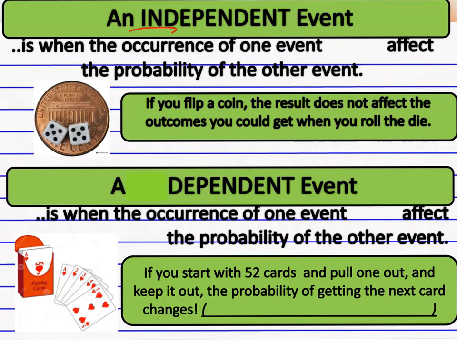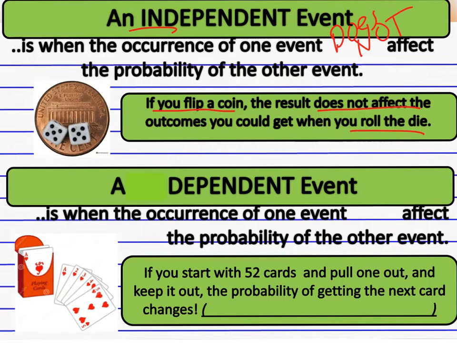An independent event is when the occurrence of one event does not affect the probability of the other. It is independent of itself. That's because the outcomes cannot change. If I flip a coin, I always have heads or tails. It's never going to change. The results do not affect the other outcomes. So if I roll a dice, it always has 6 sides. It's never going to have 5 or 4. It's not going to be affected.